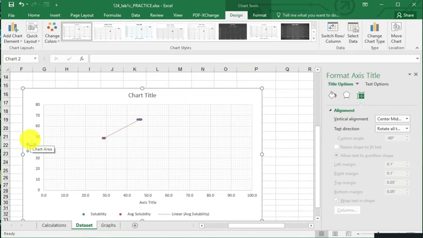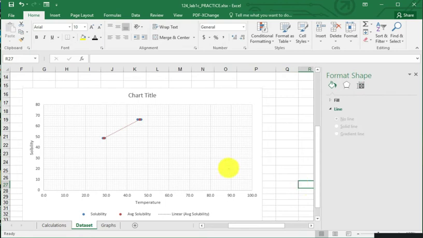So on my Y is the solubility. I'm sure I misspelled it. Yeah, I missed a letter. That's all right. Temperature. And I should put the degrees Celsius as well.